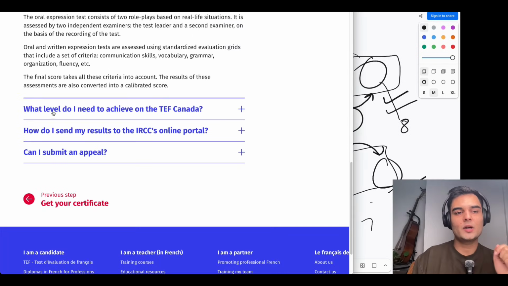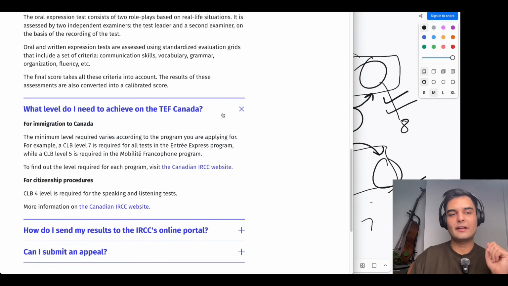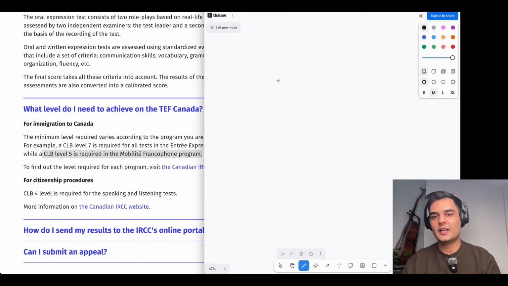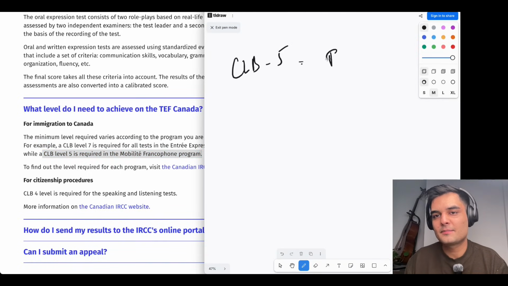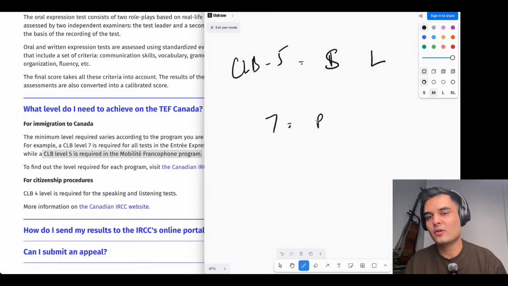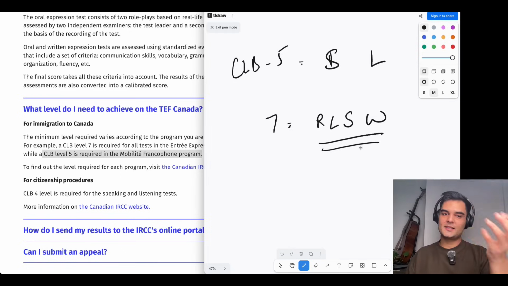Now, the question is, what level do I need to achieve on TEF Canada? See, you need CLB 7 in all tests for the Express Entry program, and CLB 5 is required for the Francophone Mobility program in listening and speaking. As I've written, CLB 5 in speaking and listening, and CLB 7 is required for reading, listening, speaking and writing in all 4 modules.